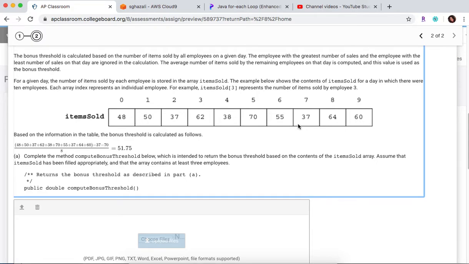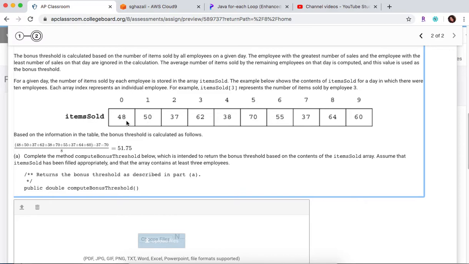So basically, items sold is an array of items sold numbers, right? And each element represents how many items some employee sold. So employee 0, let's say, sold 48. Employee 1 sold 50. Employee 2 sold 37. So basically, the main idea here is we need to take the average of these numbers. But there's one little thing, and it's basically the average without the biggest number and without the smallest number.